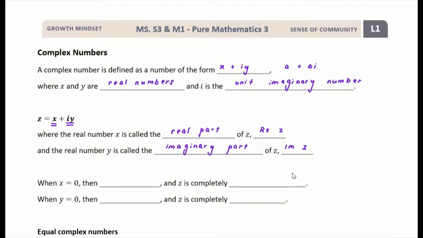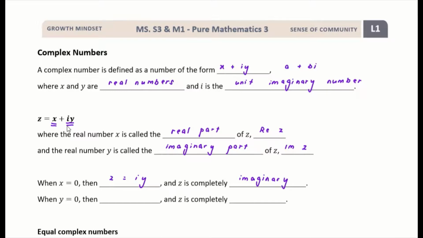Okay, so this is like the symbol that you saw just now in the learning objective. So basically the first part is the real part, then the second part is going to be the imaginary part, just like that. Okay, so you can imagine if let's say the x is 0, then what happened to your z? So if x is 0, then you will have z equal to iy only, right? So when you look at this one, actually what number is this? It's going to be an imaginary number.